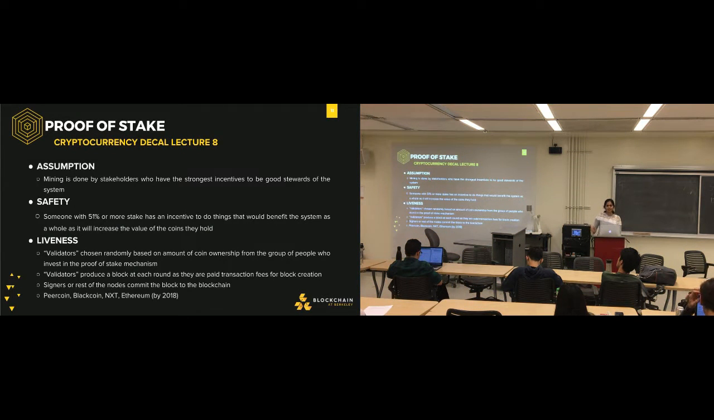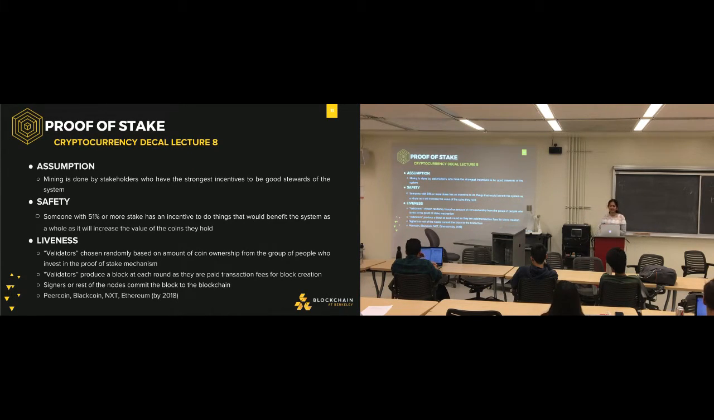So, proof of stake. A major assumption by proof of stake is that mining is done by stakeholders who have the strongest incentives to be good stewards of the system. So safety is guaranteed because someone with 51% or more stake has an incentive to do things that would benefit the system as a whole, as it will increase the value of the coins that they themselves hold.